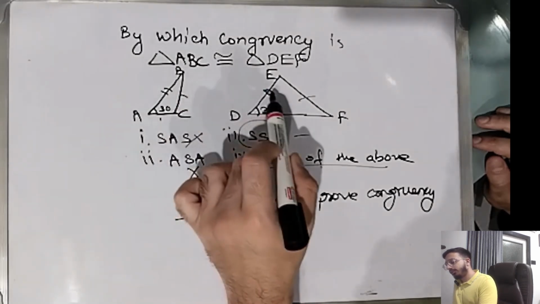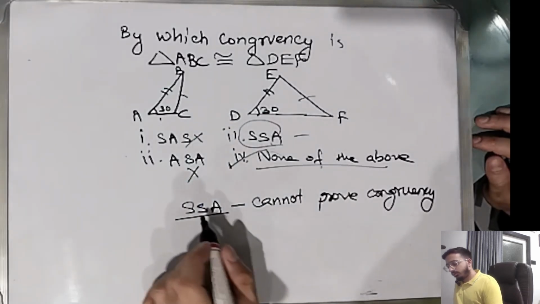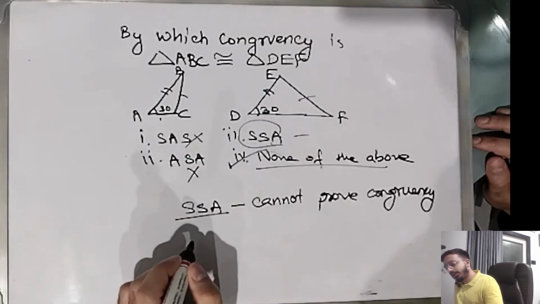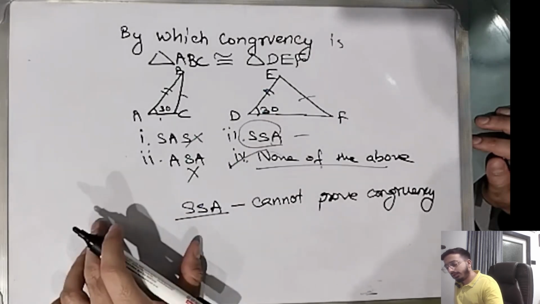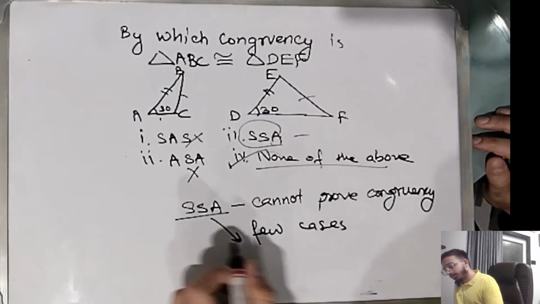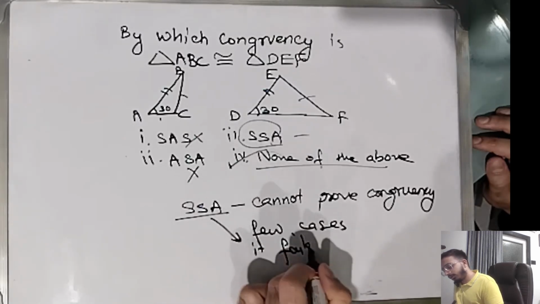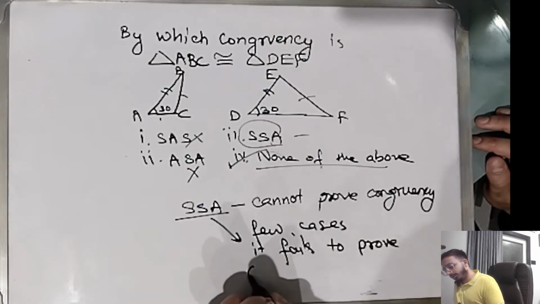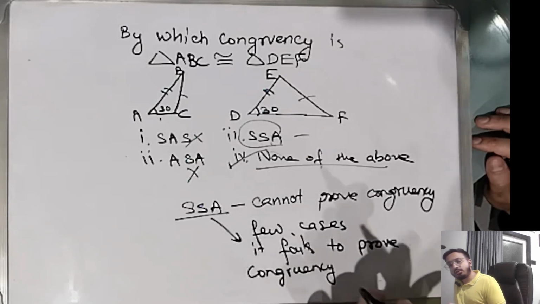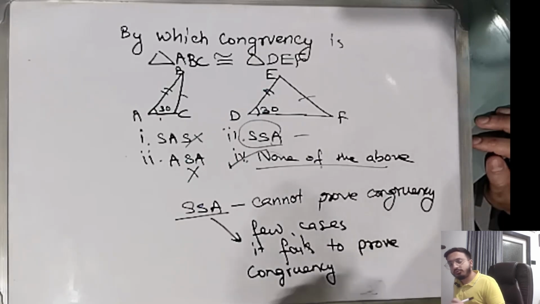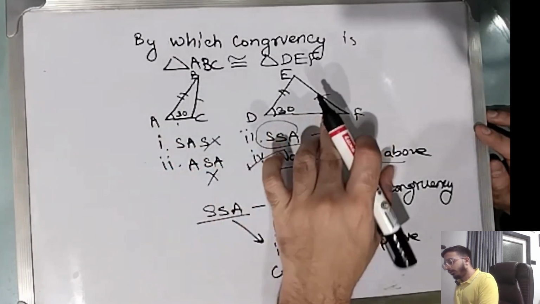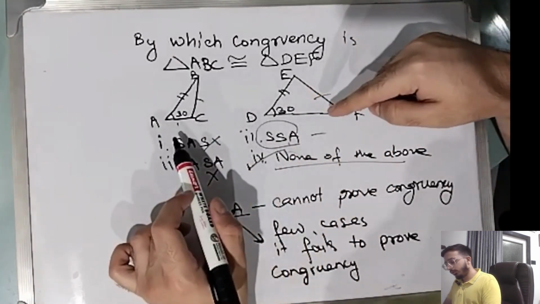As you can see, the shape of this is not equal to the shape of this. So why is this statement true, that SSA cannot prove congruency? This is true because side angle can prove congruency of two triangles in certain cases, but in a few cases it fails to prove congruency, and thus it is not a proper, appropriate condition to prove congruency. Just like in this case, you see these two sides are equal, and the third angle which is not included between them is also equal. But see, the shape is different.